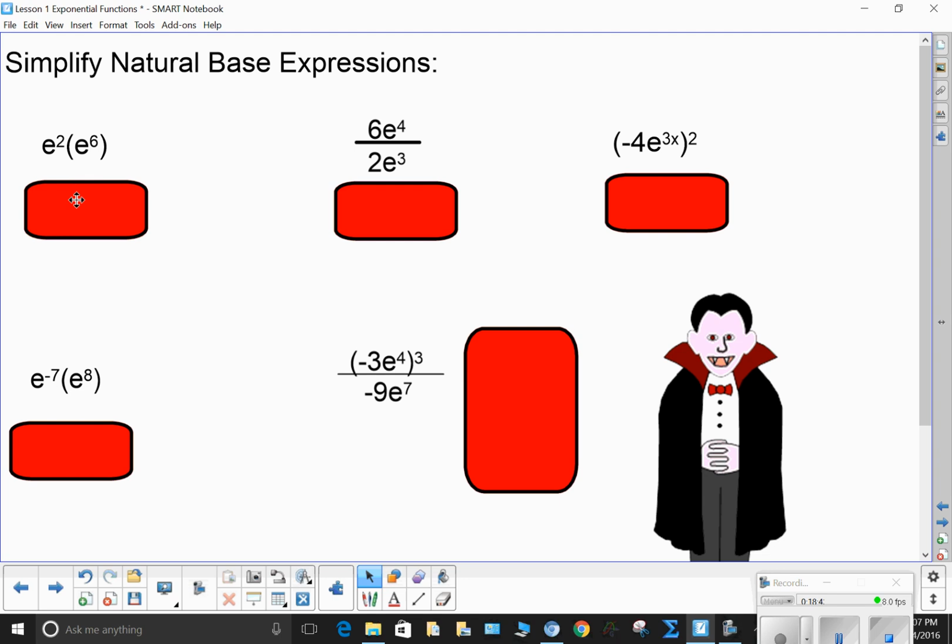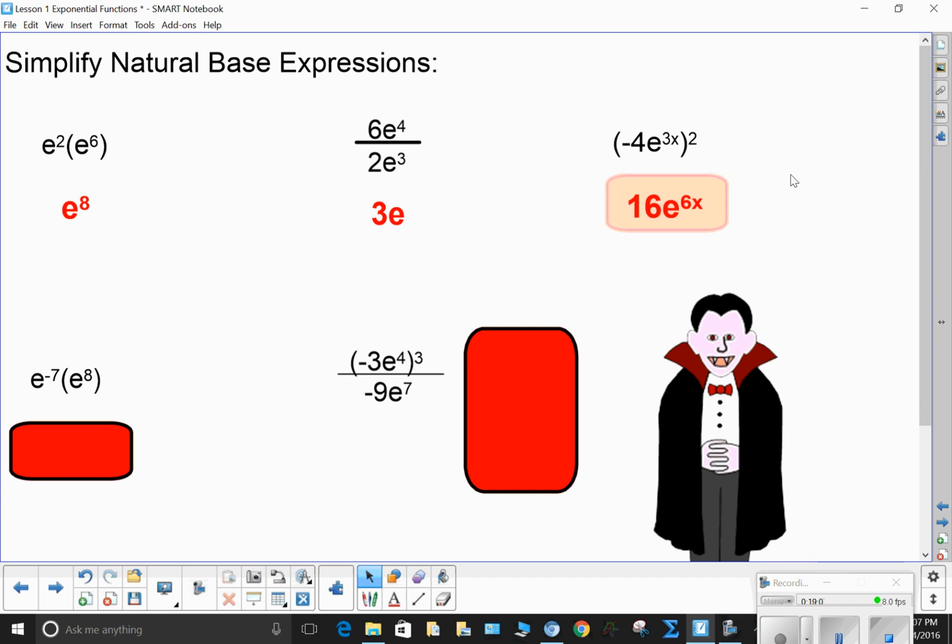All right, did you remember when you multiply like bases, you add the exponents? When you divide like bases, you subtract the exponents, but don't forget, 6 divided by 2 is still 3. You're not subtracting the 2 from the 6, you're dividing the 6 by 2. Be careful. This next one over here, you're raising every single term, every variable and number, to the second power. So negative 4 times negative 4 is 16. e to the 3x squared, multiply the exponents. Here I'm adding my exponents and I just get e.